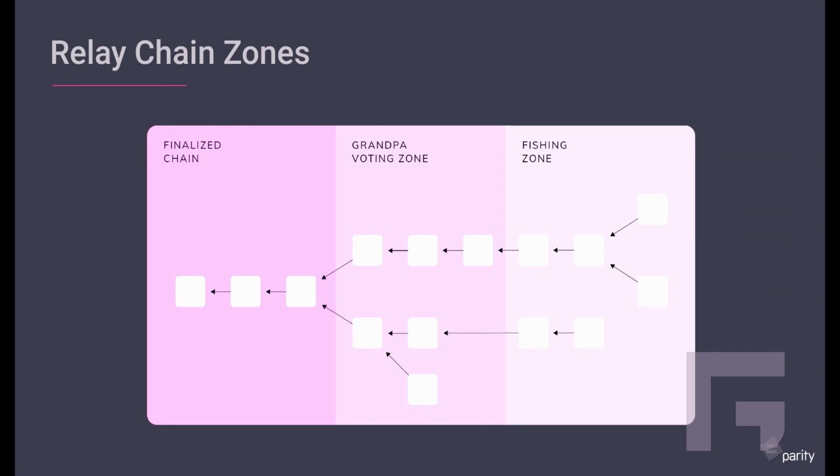So yeah, in GRANDPA, we're voting on chains, not on individual blocks one at a time. It gives three zones to the relay chain. You have the finalized chain, which is everything that's been finalized, and then there's a GRANDPA voting zone where this is all past the secondary checks, and you can start voting on these blocks now. And then there's a fishing zone where we're still waiting for these checks and reports to get done. And so the fishing and the voting zone are kind of dynamic, right?